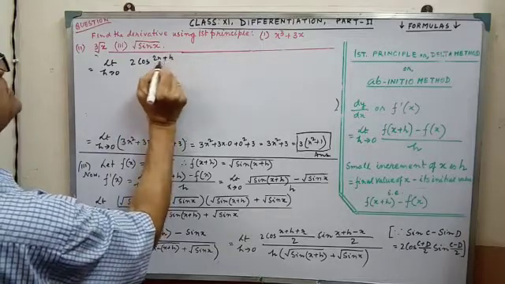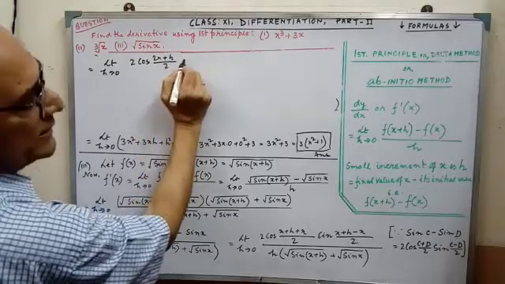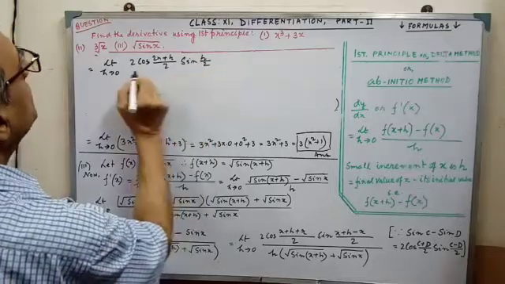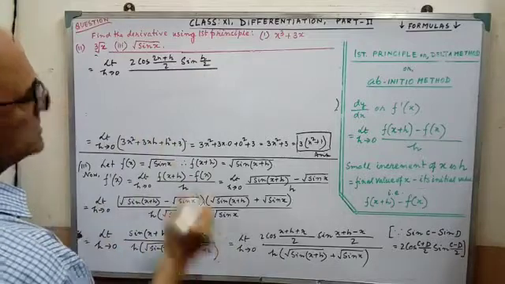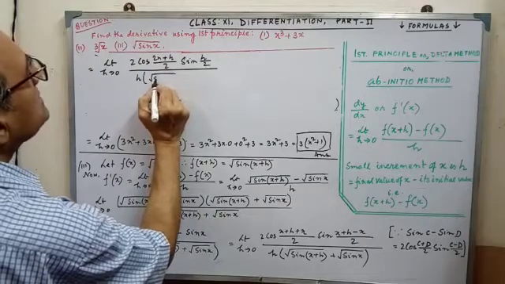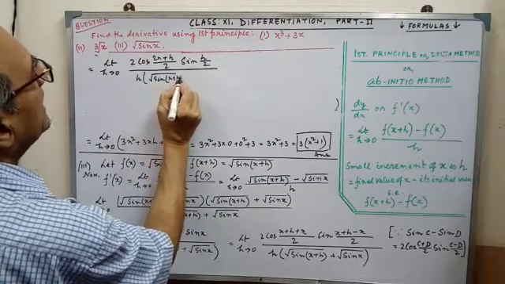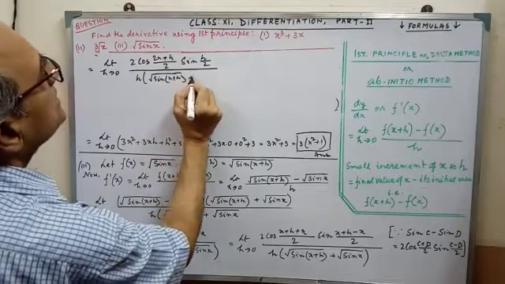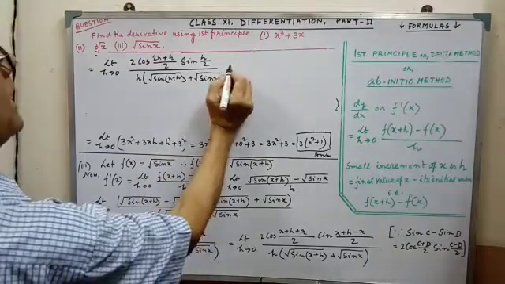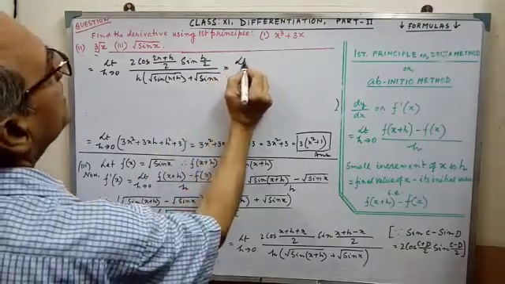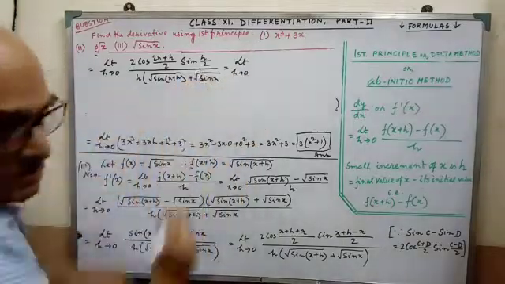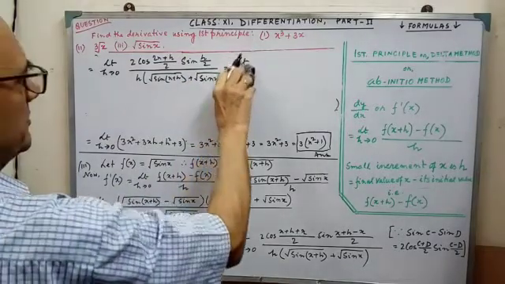(2x plus h) by 2, and sine x and sine x will be cancelled, so h by 2, divided by h into root over sine x plus h plus root over sine x. Is this clear? And now it equals the limit as h tends to 0. This is the next step.